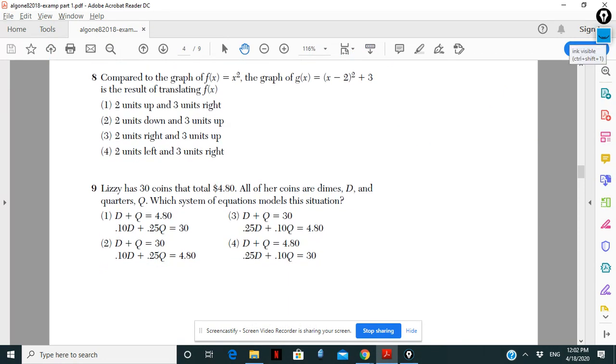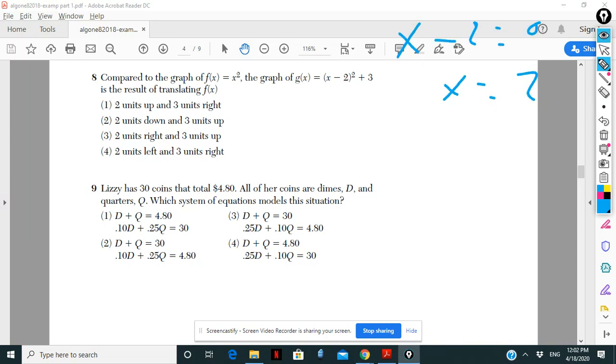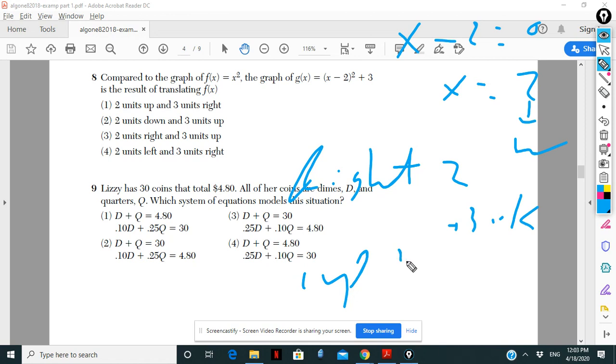Question number 8. Compared to the graph of f(x) equals x squared, the graph of g(x) equals x minus 2 all squared plus 3. What happened? I'm looking at the right shift and the left shift. x minus 2 equals 0, so x equals 2. That's the h value, so it's moving to the right by 2. Now the k value is plus 3, so it's going up by 3. So moving right 2 and up 3, the answer is number 3.